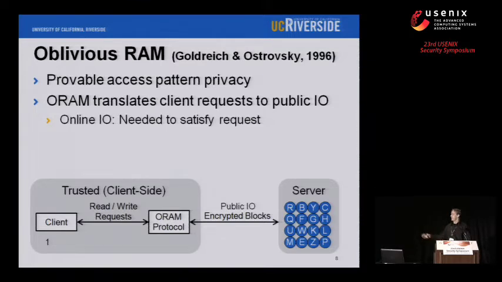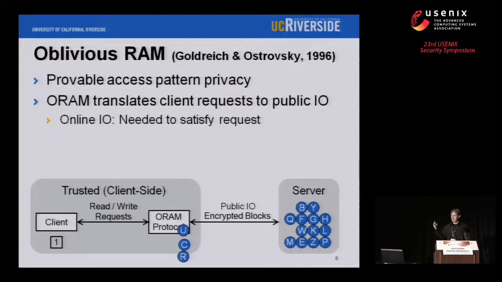You can think of ORAM as a protocol in the trusted client side that translates the client's requests for blocks by plain text block ID into a sequence of requests to the encrypted blocks stored on the server. So a client would issue a request for maybe plain text block 1. The ORAM would translate that into a sequence of requests to the encrypted blocks on the server. We're going to request extra blocks in order to obfuscate which block the client is actually interested in. And then the ORAM will return the appropriate block to the client. This is, of course, a drastic simplification of how it works, but gives you the rough idea.